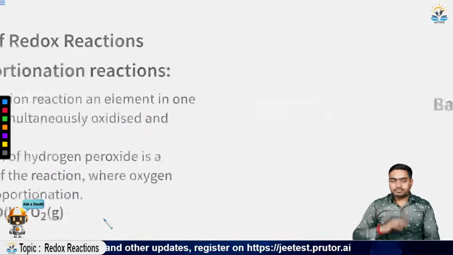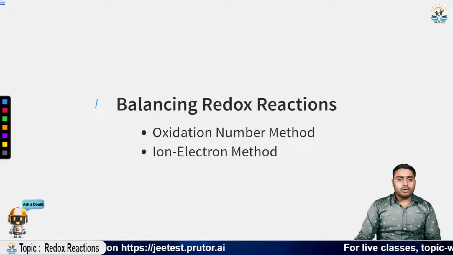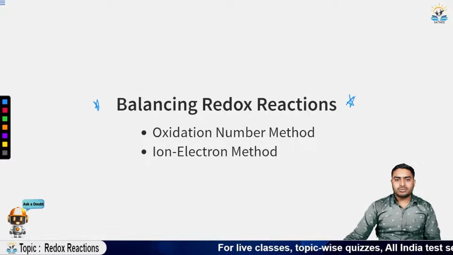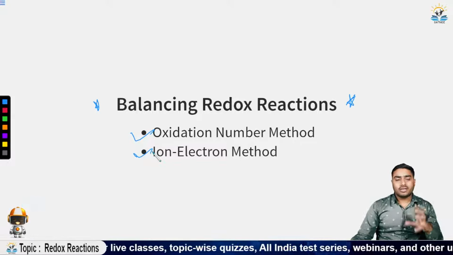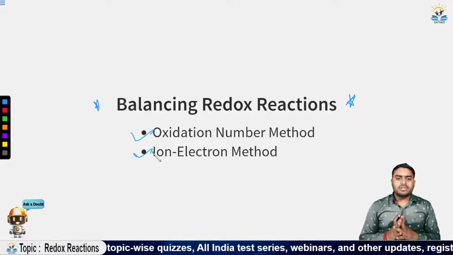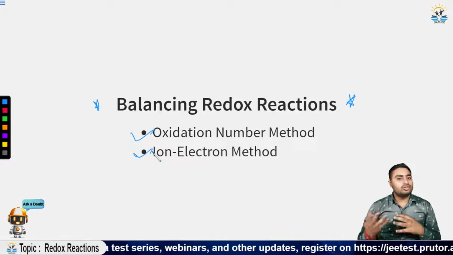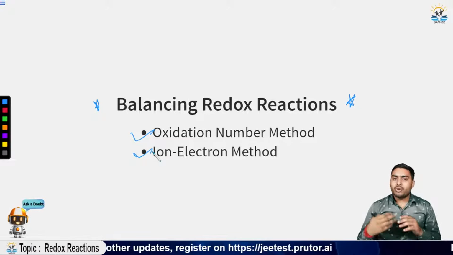Okay, let's go to the balancing of redox reactions. That's an important part. So how can we balance any redox reaction? There are two methods we are discussing today. The first is the oxidation number method and the second one is the ion-electron method. So here are some steps. First let's understand the steps of how to balance a redox reaction with the help of the oxidation number method, then we will discuss the ion-electron method.